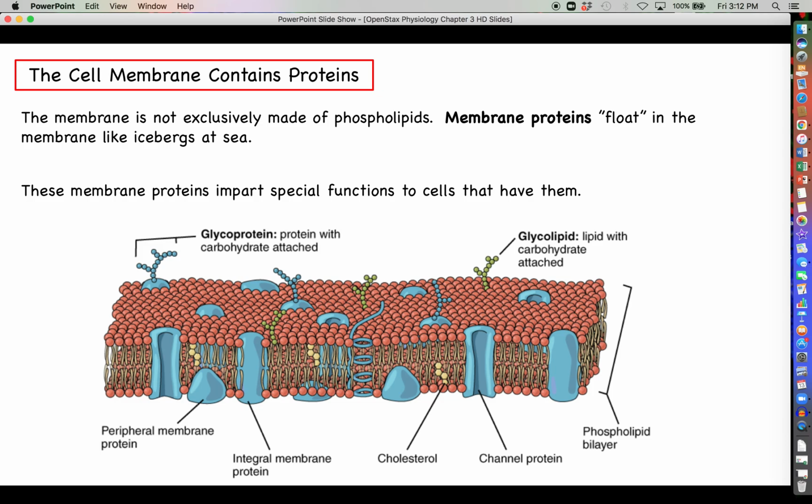Now, you can certainly think of the phospholipids as being like the water, but like water, there are icebergs floating in it, and that is what we would consider to be the membrane proteins. There are proteins that actually are embedded in the plasma membrane, and they float in the membrane like icebergs at sea. In fact, there are so many proteins in the plasma membrane that proteins are actually the majority component. That's kind of wild to think about.